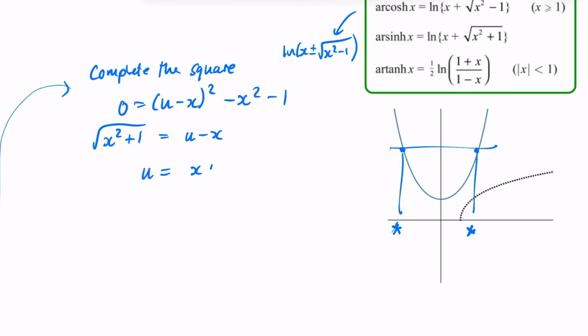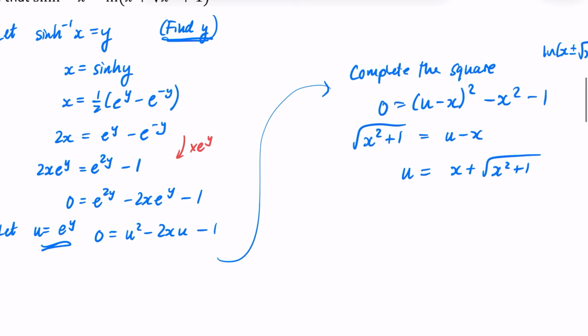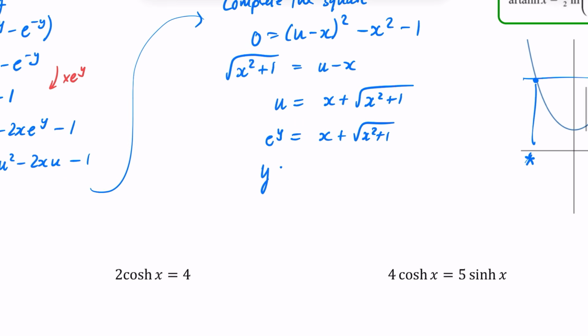So u is equal to x plus the square root of x squared plus 1, but we did a substitution where we said that u was equal to e to the y. So e to the y is x plus the square root of x squared plus 1. Finishing off, y, which we have said is the inverse sinh of x, is equal to the ln of x plus the square root of x squared plus 1.